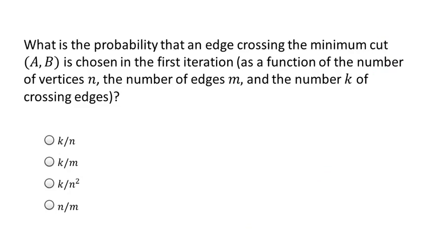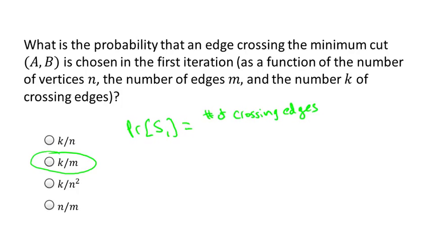So the answer to this quiz is the second option. The probability is k over m, where k is the number of edges crossing the cut A, B, and m is the total number of edges. And that's just because the probability of S_1, the probability that we screw up, is just the number of crossing edges, that's the number of outcomes which are bad, which trigger S_1, divided by the number of edges. That's the total number of things that could happen. And since all edges are equally likely, it just boils down to this. And by the definition of our notation, this is exactly k over m.